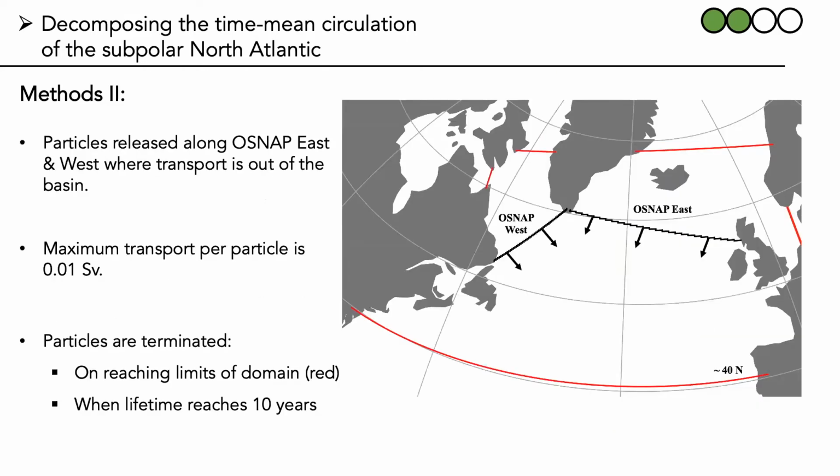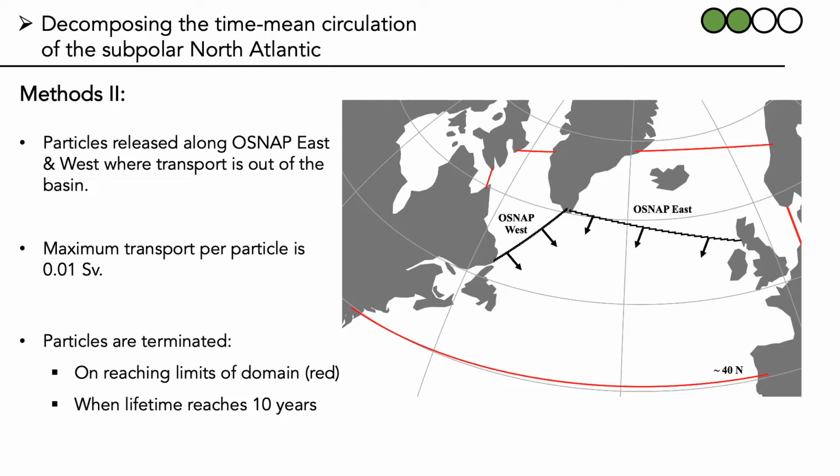So in terms of how I've set up this experiment, what I'm looking to do is recreate in the model an OSNAP East and OSNAP West like array, and seed particles. In particular, I want to talk about OSNAP East for this talk, but seeding particles along OSNAP East and West in this simulation where transport is out of the basin. As you can see, this is an ever so slightly jagged line, and that's because we use a combination of zonal and meridional cell walls to do this. That's just the way TrackMass works. You have to define one of the cell walls to release particles from.